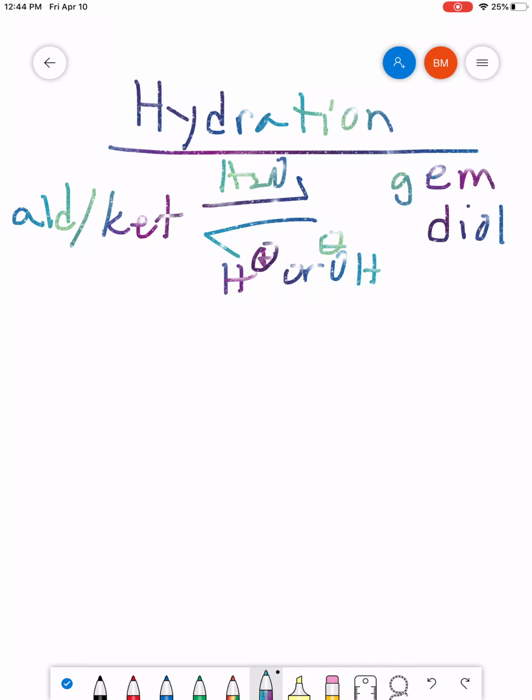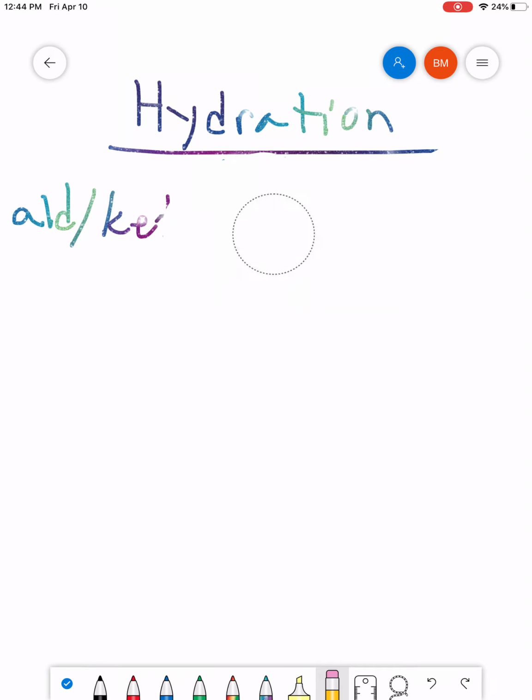We've run into the phrase gem before. Gem is short for geminal, and that means on the same carbon. So a gem diol, here's an example, simply means that you have two OHs that are on the same carbon. And the mechanisms are pretty simple for this, especially the first one.